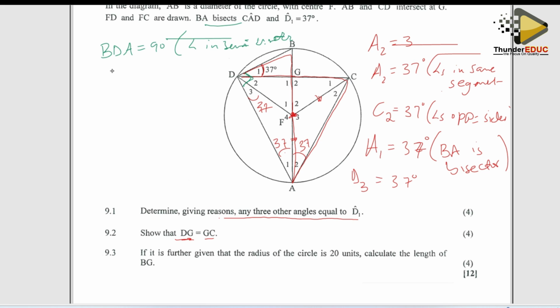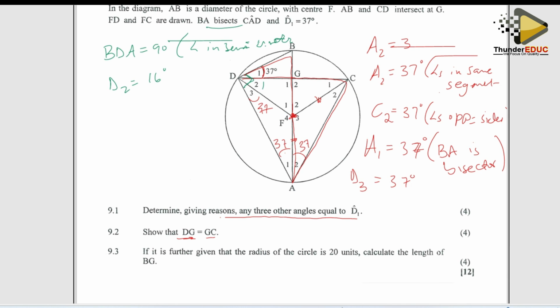If that's a 90, and we've identified this as a 37, you're going to say 90 minus 37 minus 37, which gives us 16. So D2 becomes 16. If B2 is 16, I can find my F1. Because this is a 37, this is also 37, so this is going to be an exterior angle.